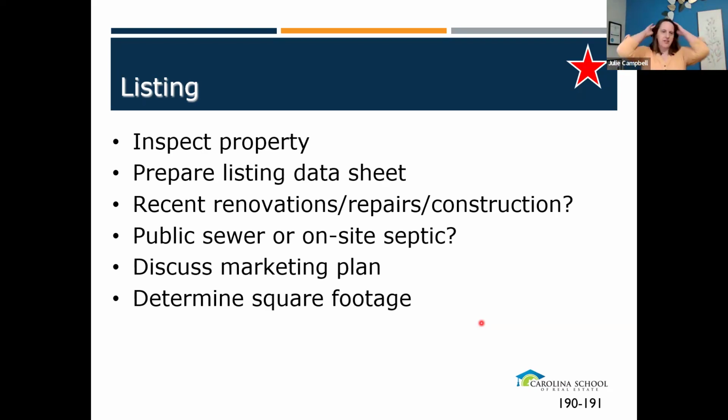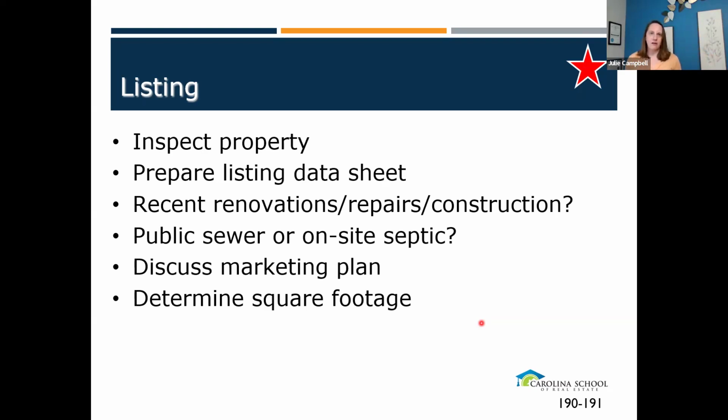We got to ask the sellers about any recent renovations or repairs, construction. If so, did you pull permits? Ask if they're on public sewer or on-site septic system. How many human heartbeats per bedroom on an on-site septic system? 2. Yep. It's interesting to me how many sellers don't know if they're on public or on-site.